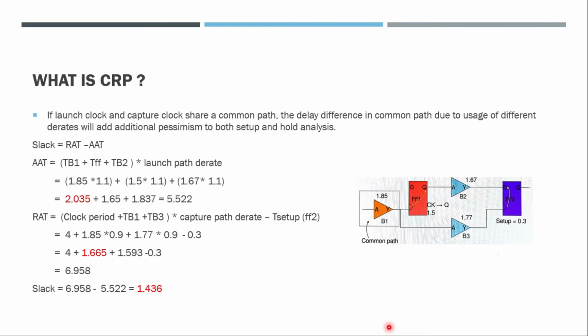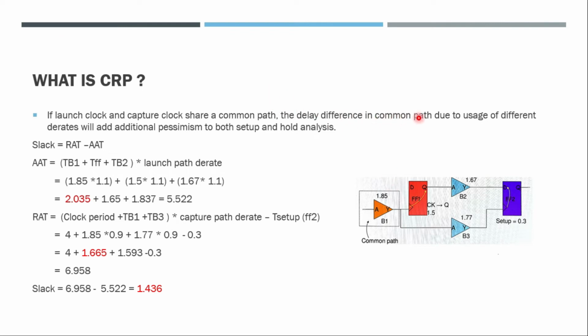So let's understand what clock reconvergence pessimism is. If the launch clock and capture clock share a common path, as you can see in this figure, the launch clock is this one and the capture clock is this one. Both of them share a common path only here, in this place where there is a square box.